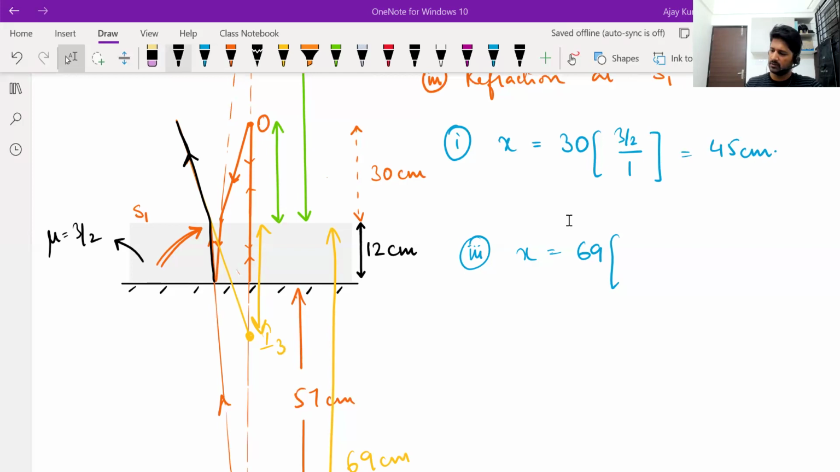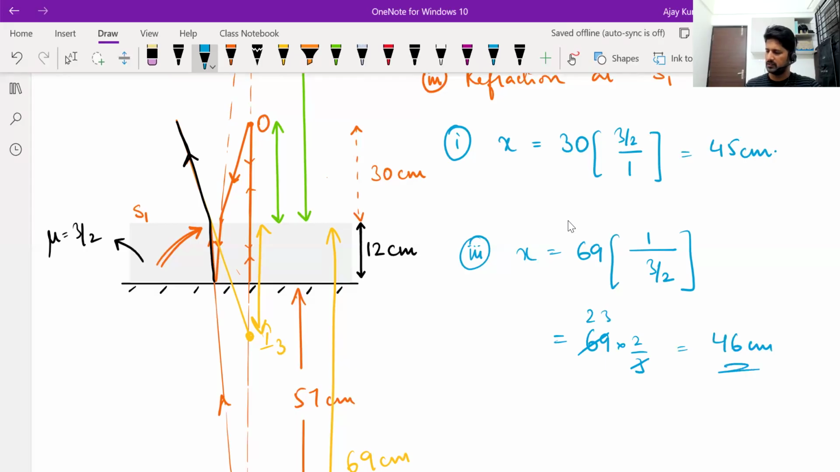So it becomes mu2 divided by mu1, that is 1 divided by 3 by 2. You get 69 into 2 by 3. This becomes 23 into 2, 46 centimeters. So the final image I3 forms at a distance of 46 centimeters below the glass slab, below the upper surface of the glass slab.